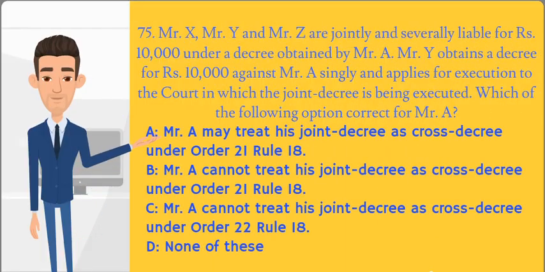75th question is: X, Y and Z are jointly and severally liable for 10,000 rupees under a decree obtained by A, and Mr. Y obtains a decree for 10,000 rupees against A singly, and applies for execution to the court in which the joint decree is being executed. Which of the following options is correct for Mr. A?